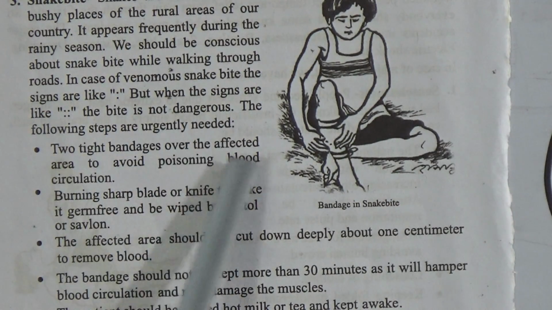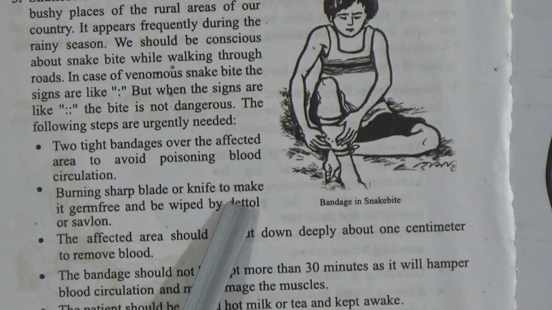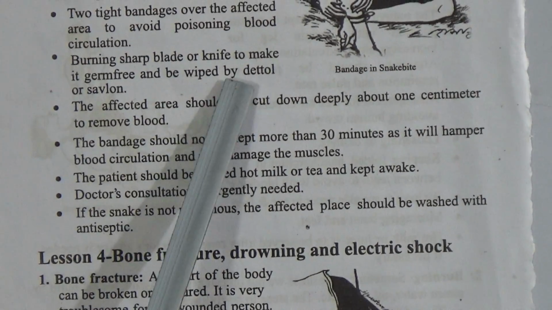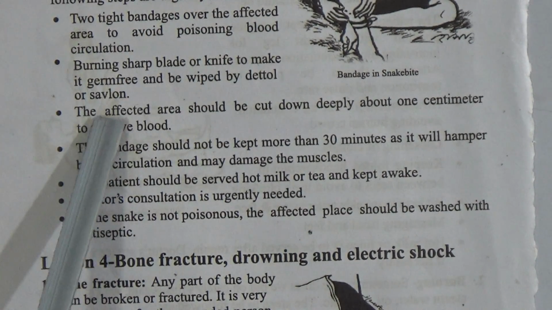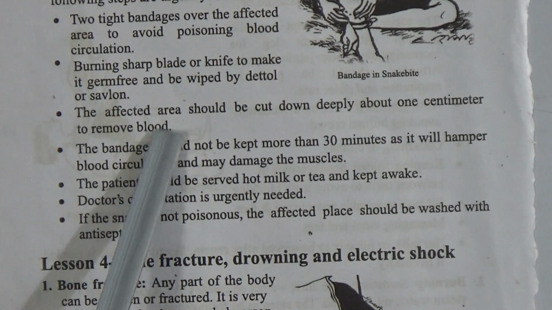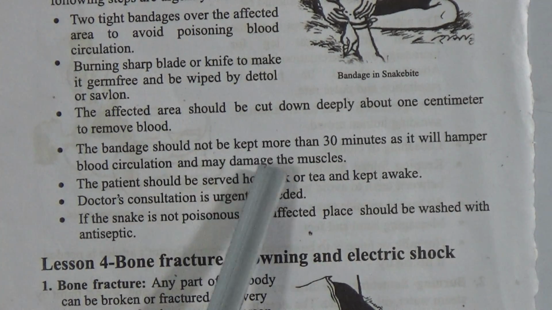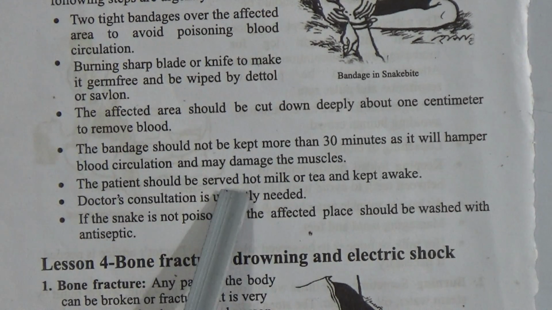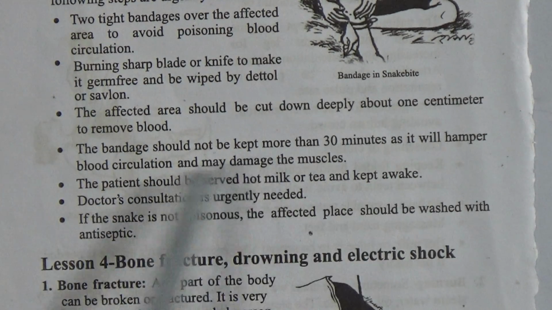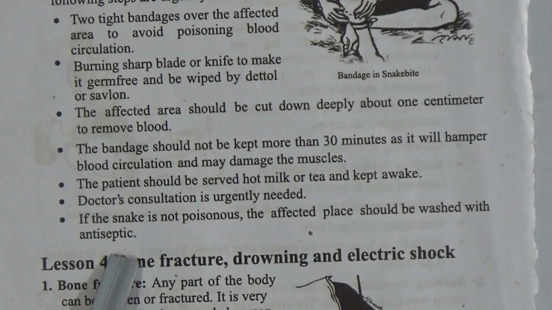Number 1, 2 tight bandages over the affected area to avoid poisoning blood circulation. And number 2, burn a sharp blade or knife to make it germ-free and wipe it with Dettol or Savlon. The affected area should be cut deeply about 1 centimeter to remove blood. The bandage should not be kept more than 30 minutes as it will hamper blood circulation and may damage the muscles. The patient should be served hot milk or tea and kept awake. Doctor's consultation is urgently needed. If the snake is not poisonous, the affected place should be washed with antiseptic.